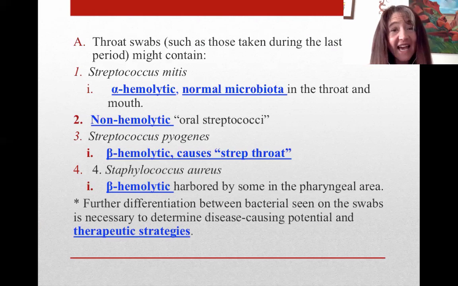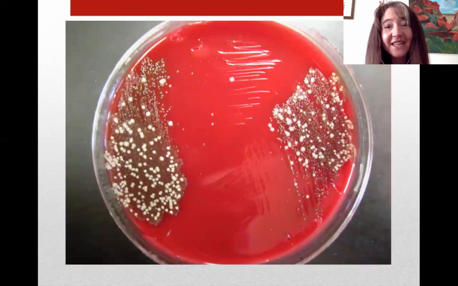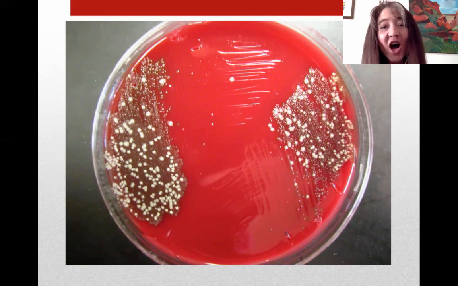Now, we tend to see an awful lot of alpha hemolysis on our throat swabs. A lot of our normal flora bacteria, like Streptococcus mitis, are alpha hemolytic. So let's look at a throat swab so that we can see what we might expect. Everybody looks at these the very first time they see a throat swab and they think, oh my God, that's disgusting. Not at all. It's just your normal flora, your healthy microbiota.